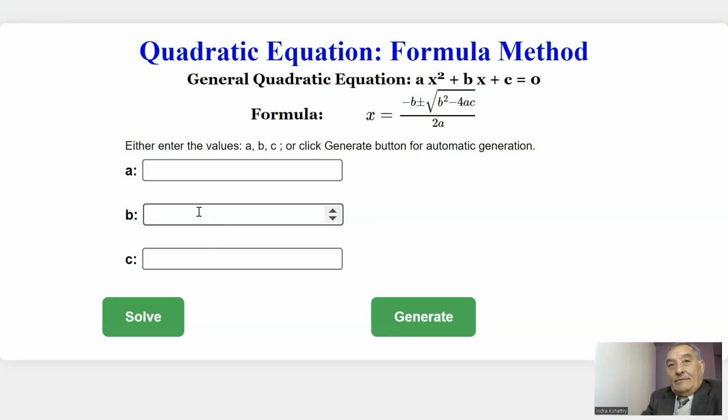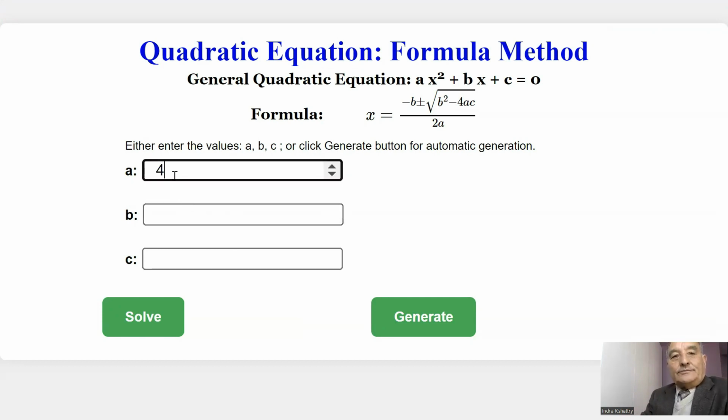If we have a specific problem to solve, then we manually input the coefficients of the equation in these input boxes. Otherwise, if we don't have any specific problem, then we simply push this generate button that automatically fills the input boxes. Once these input boxes are filled with the values, we click this solve button to get the solution. Let's start first with manual input.